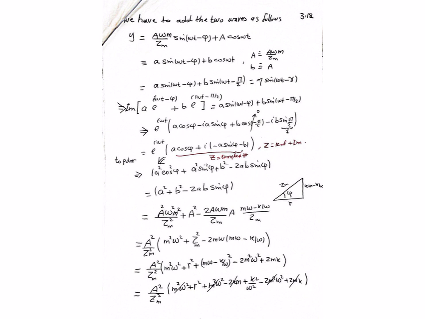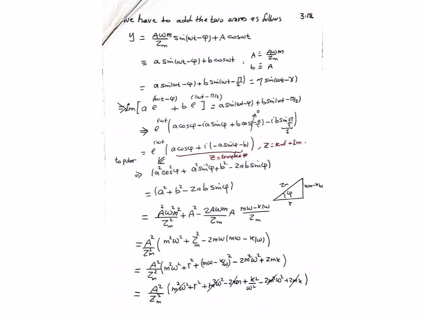We have to write this expression as eta sine omega t minus gamma. Take the imaginary part of A e to the power i omega t minus phi plus B e to the power i omega t minus pi over 2 and simplify it. The imaginary part is equal to A sine omega t minus phi plus B sine omega t minus pi over 2.